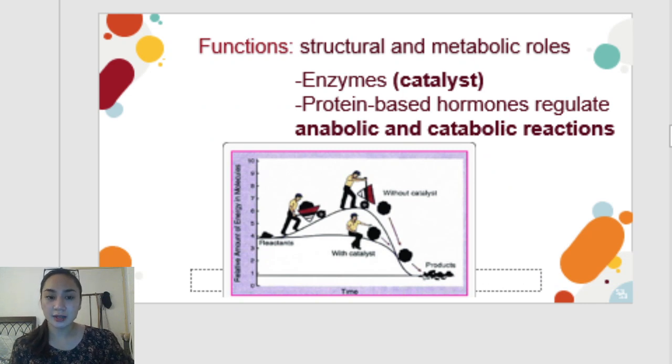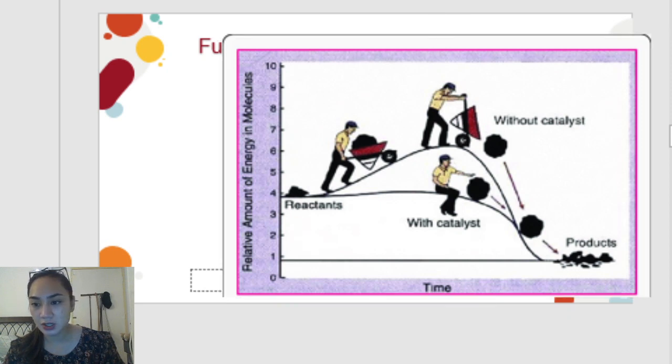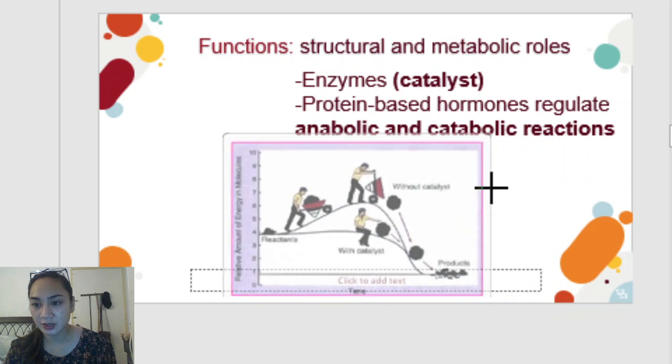The functions of our proteins are structural and metabolic roles, such as enzymes as a catalyst, like I said earlier. A catalyst is the one that speeds up the reaction. Protein-based hormones regulate anabolic and catabolic reactions. For example, this picture right here: without a catalyst, this is the rate of reaction over time. So, it takes long, with so much effort, without catalyst, without enzyme. And with a catalyst, with the help of an enzyme, it's like chill lang, no? It's like it just pushed the rock. That is the role of an enzyme.